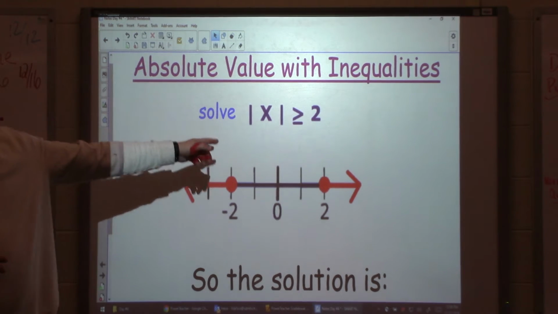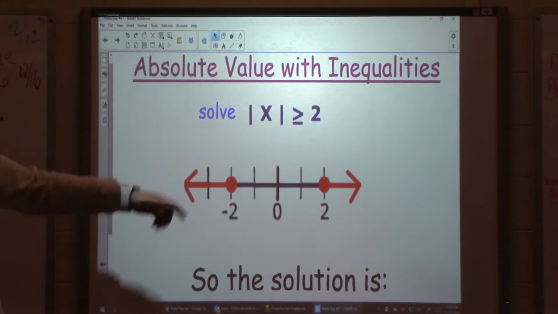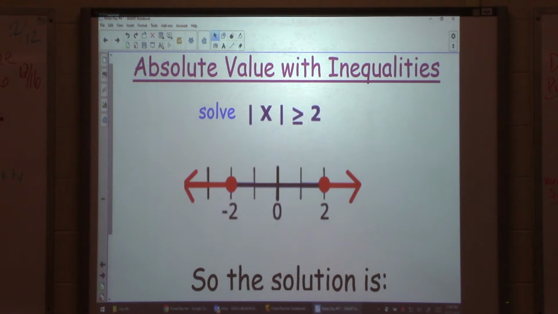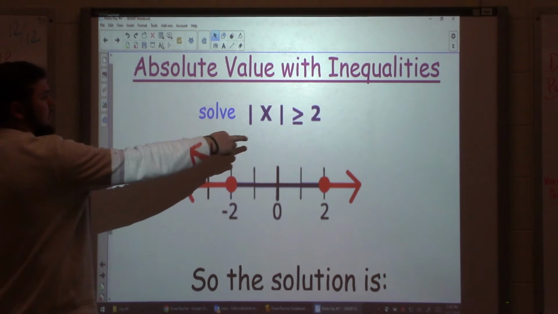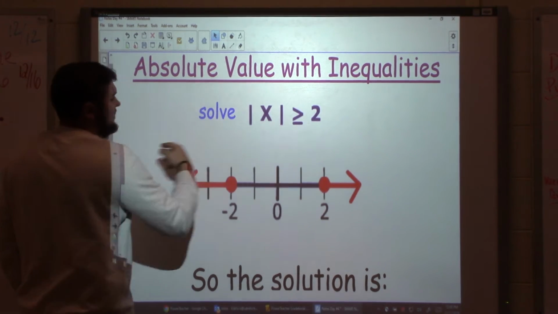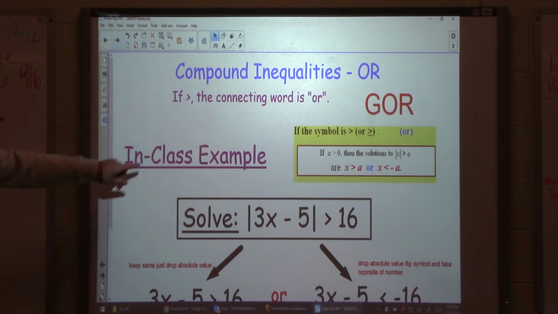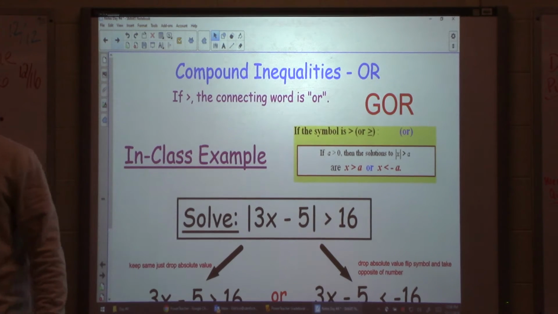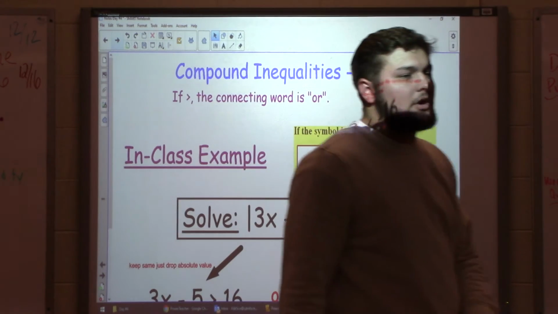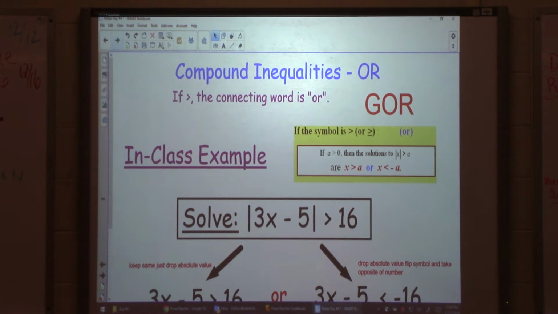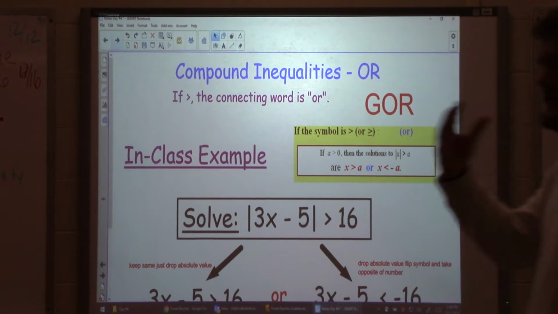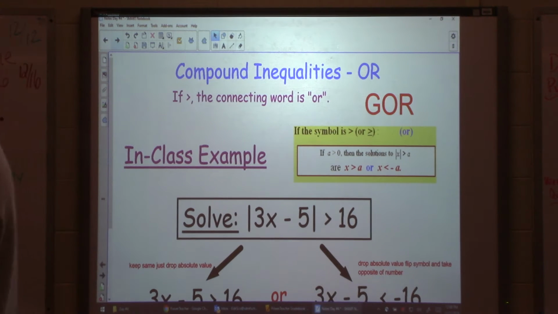Well, if you look at the graph for it, what kind of graph does that look like that we've seen? An OR graph. Whenever we have an absolute value problem that is greater than or equal to, we're going to change it to an OR problem so we can solve it. So our connecting word is going to be OR. If it's greater than, the connecting word is OR. We call it a GOR, G-O-R, Greater than OR. It's just a kind of way to remember it. If you don't want to remember that, don't. It's up to you, just a little thing to help you.